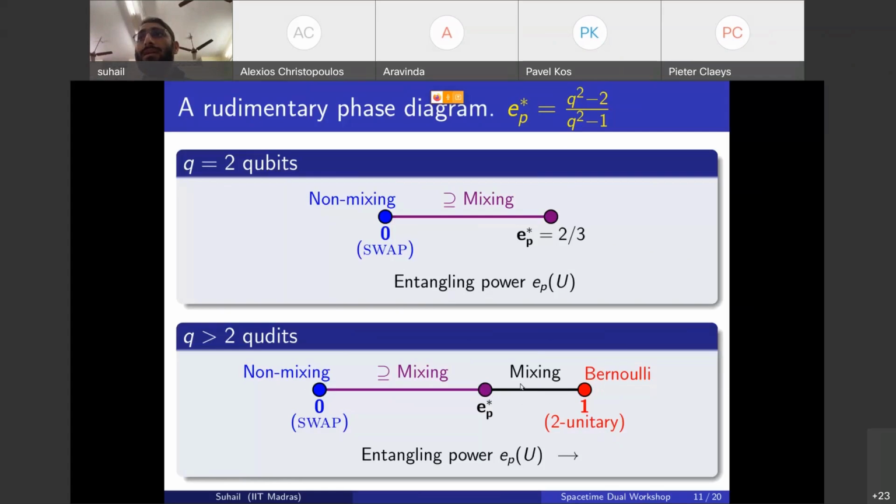Beyond this EP star, the corresponding circuit is guaranteed to be mixing. So this is the crucial observation, the result which we found, and I'll try to justify this rudimentary phase diagram in the next part of my talk.